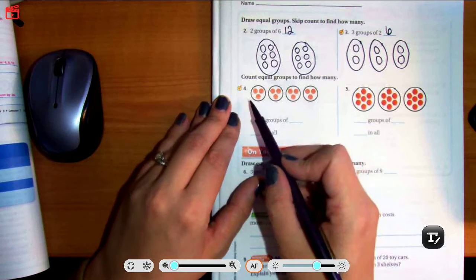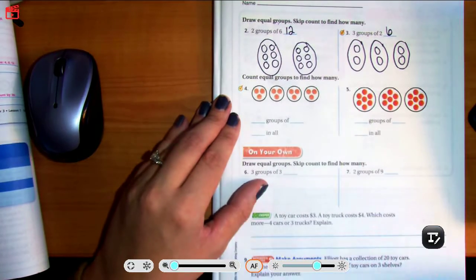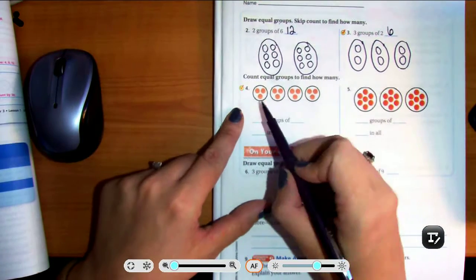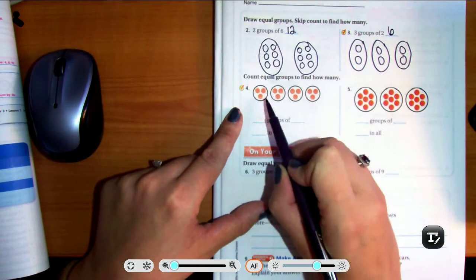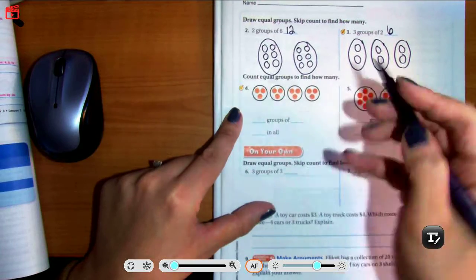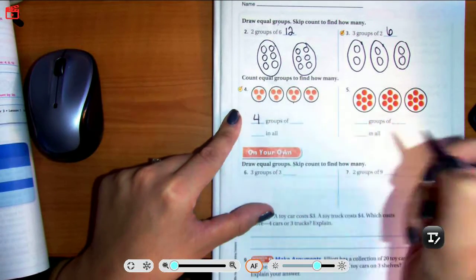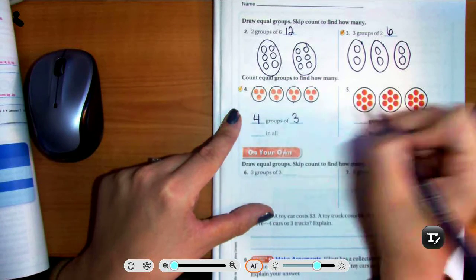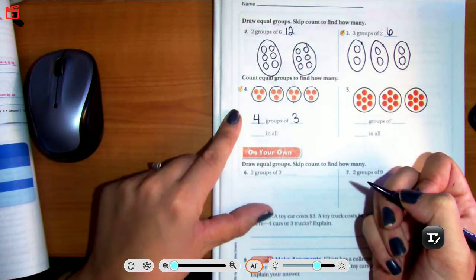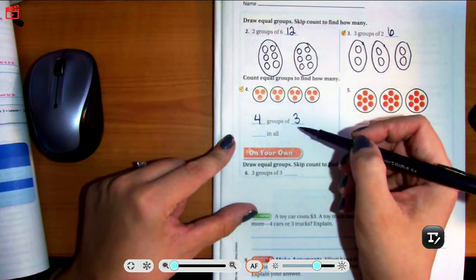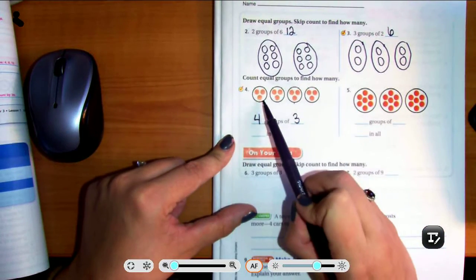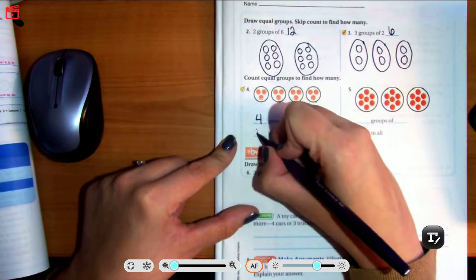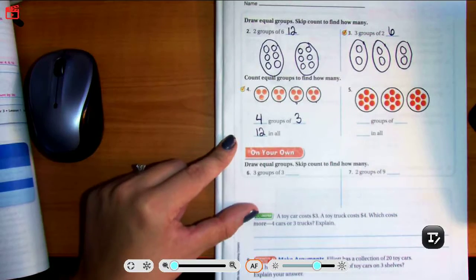Now here, they gave me the groups and the circles. So now I've got to figure out how many groups of the number I have. So I'm going to start with my big circles. So 1, 2, 3, 4. I have 4 groups of 3. Now I'm going to skip count by 3. So 3, 6, 9, 12. So I have 12 in all.